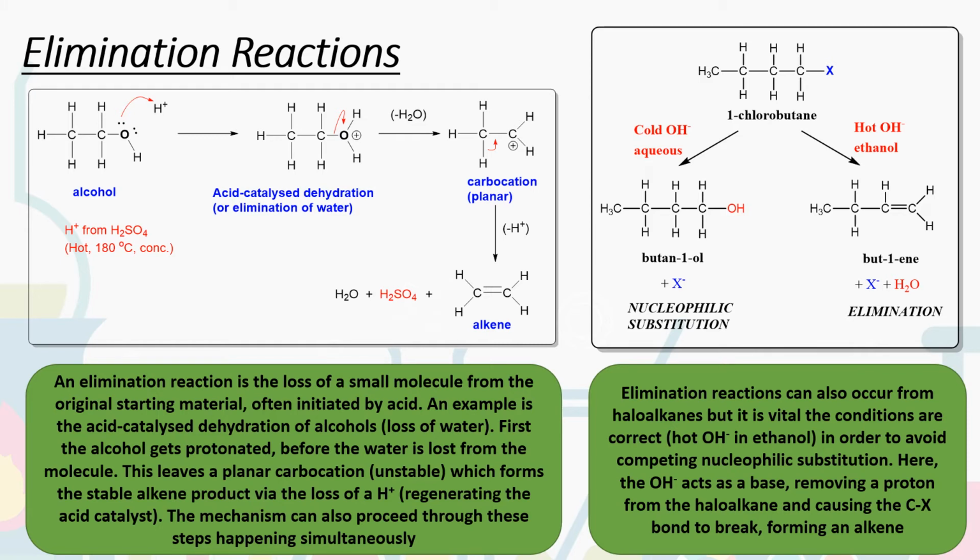We can either kick off our X straight away, break that C-X bond straight away to form a planar carbocation, and then lose a proton from an adjacent carbon in order to form the carbon-carbon double bond, exactly the same arrows that we've seen in that example on the left. Or it can happen in a concerted fashion to lose the proton and kick off the X, break that C-X bond, at the same time.